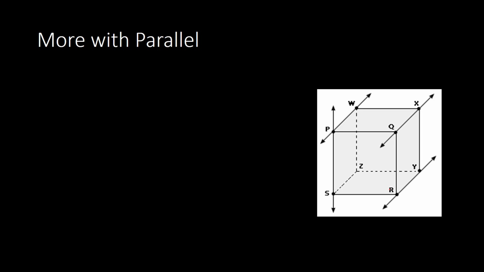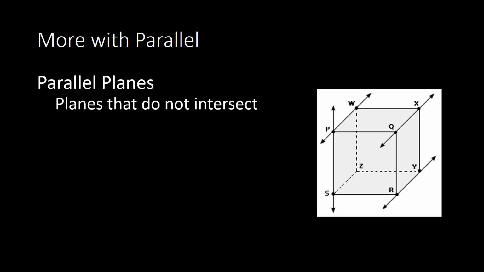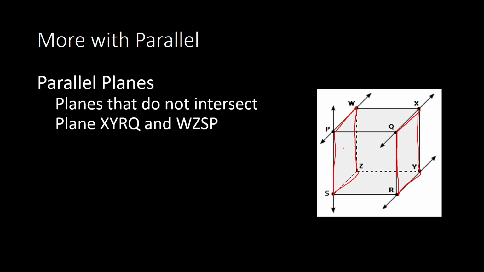So some more terms with parallel. Looking at the same picture, we have what we call parallel planes. So those are planes that are parallel. So for example, if we were to look at plane XYRQ, this plane right here, and then also WZSP. So looking at the cube, we have the right side and the left side. Those would be parallel planes because those are planes that do not intersect.